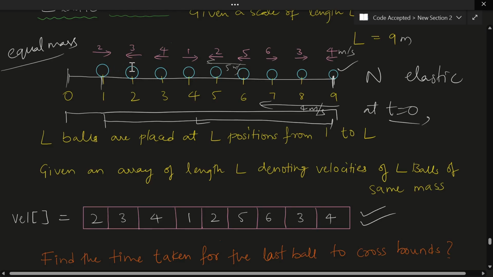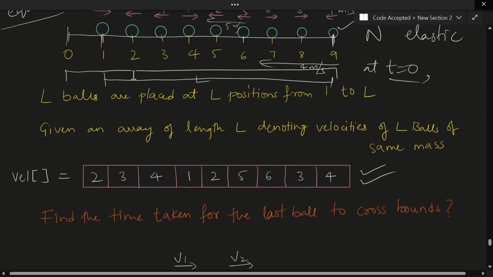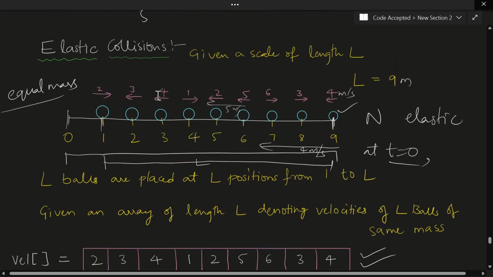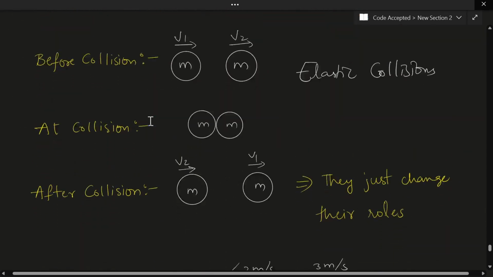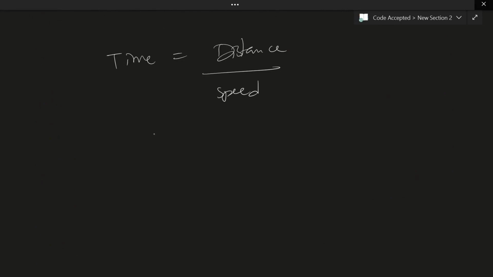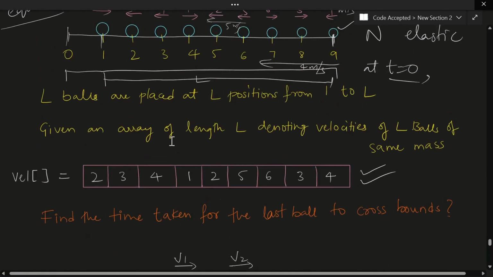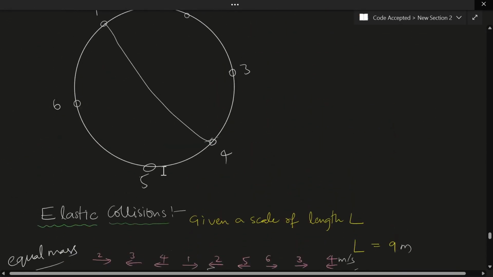So you calculate the time for each ball, and whichever ball takes more time to cross the table, that will be our answer. So I just explained to you the solution of this problem. Try to code the solution of this problem on your own. I am not explaining the coding part of this.